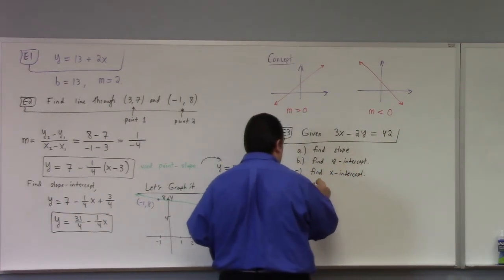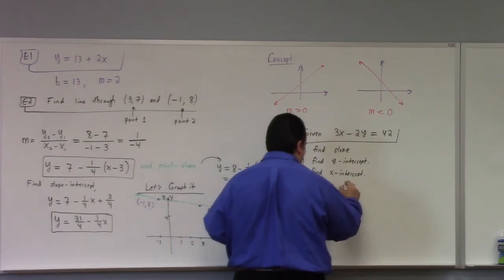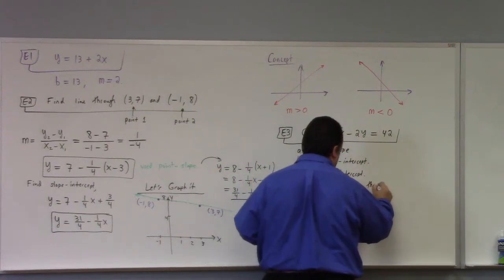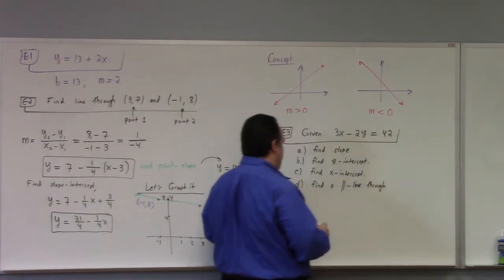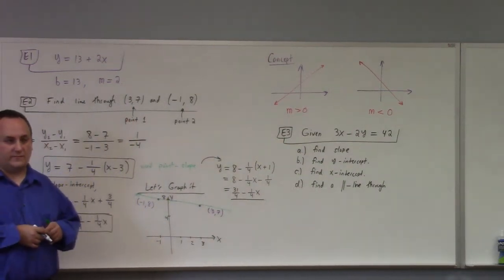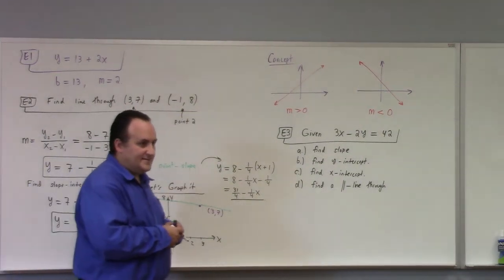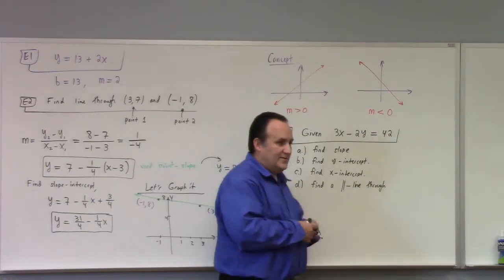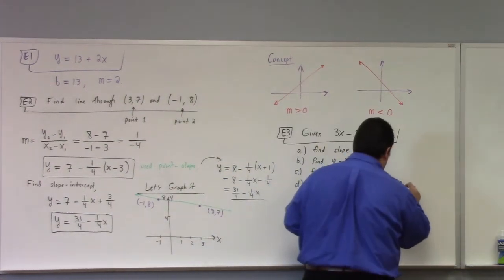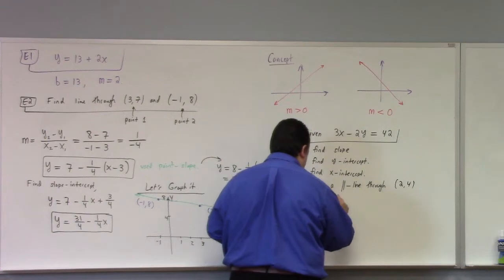D, find a parallel line through, and you guys pick it. What point do you want to put the parallel line through? Give me any point. It's your chance. No one has a favorite point? 2 and 4. 2, 4? All right. E, find perpendicular line.